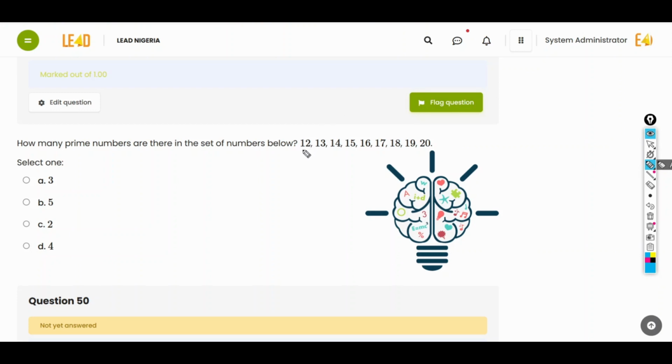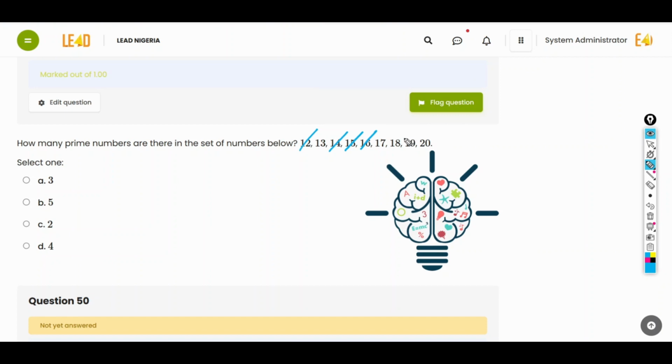Okay, let's begin. So 12, yeah, too many numbers can divide 12. 3, 2, 6, 4. So we strike out 12. 13, nothing can divide 13, apart from 1 and 13. 14, 2 and 7, so we strike it off. 15, 3 and 5. 16, 2, 4, 8 can divide 16. 17, okay, nothing else can divide 17, so it's a prime number.